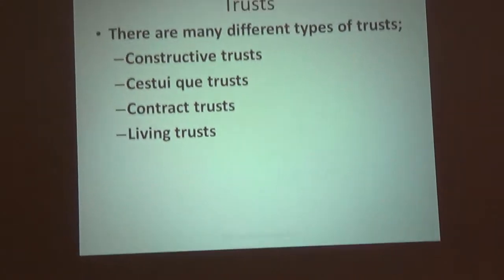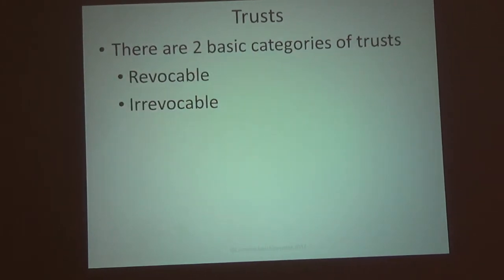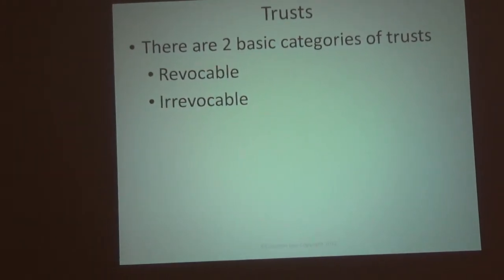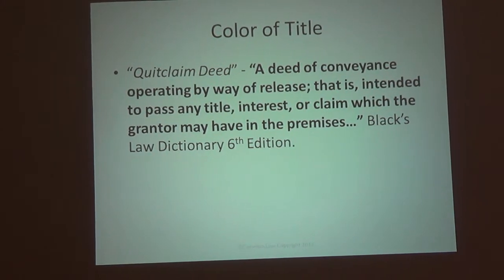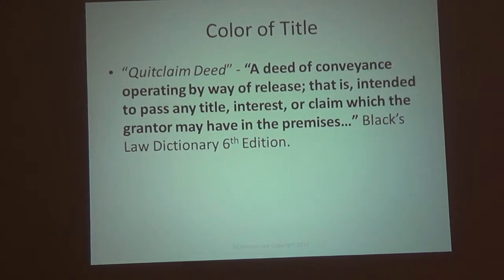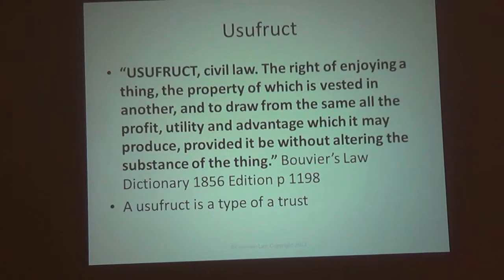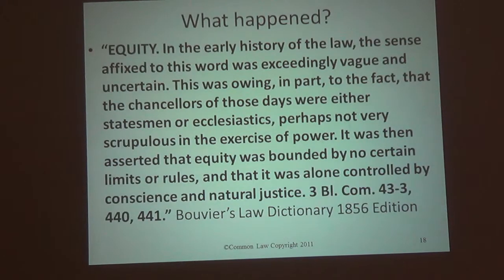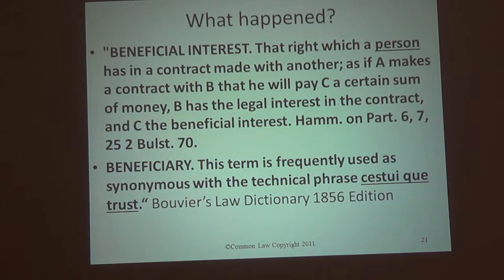A trust is nothing more than something being held in trust for some beneficiaries. There are many different types of trusts: constructive trusts, STK trust, contract trust, living trusts. There are two basic categories: revocable and irrevocable. A quitclaim deed is a deed of conveyance by way of release. And then it talks about color and color of law, usufruct, equity. We already talked about all of this stuff. Beneficial interest is the right which a person has in a contract made with another.